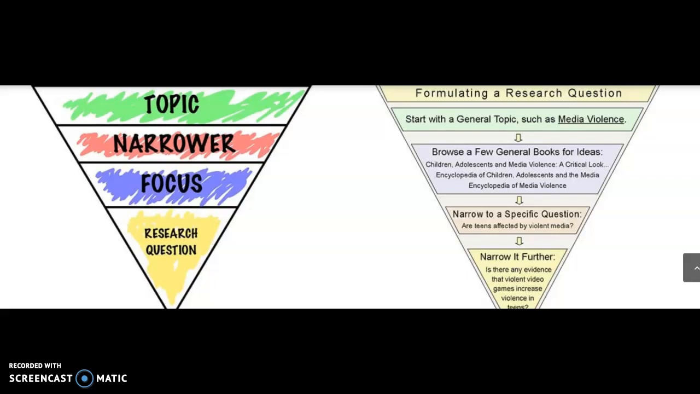Then you want to narrow that down. What are just a few specific things? Look at a specific person, look at a specific time period, something along those lines. And then narrow that down even more into a question. But be careful. Don't narrow it down so much that your question can be answered with yes or no. We want a question that gives you enough that you can actually research the topic and not answer it in a single word.